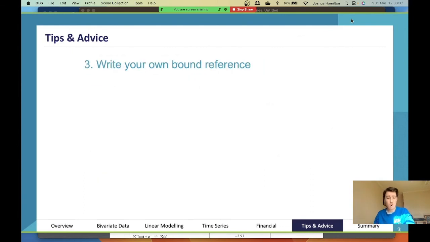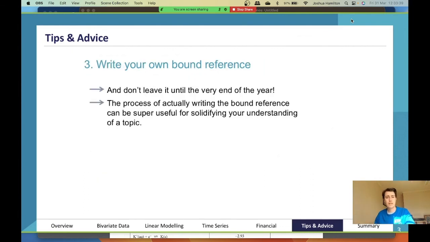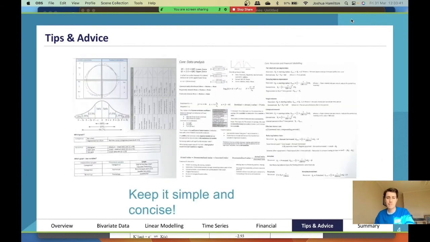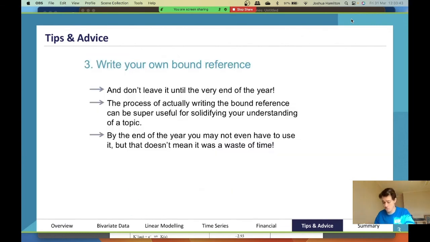Write your own bound reference. We've already discussed this, but you need to do your own bound reference, and it's super important that you do it yourself. I'm a really big advocate for writing it, and for not typing one out. I know a lot of students love to do it, but you should write your own bound reference. It shouldn't be something that you type. It should be something that you write down. You learn more from writing than typing. So please try and write it out.